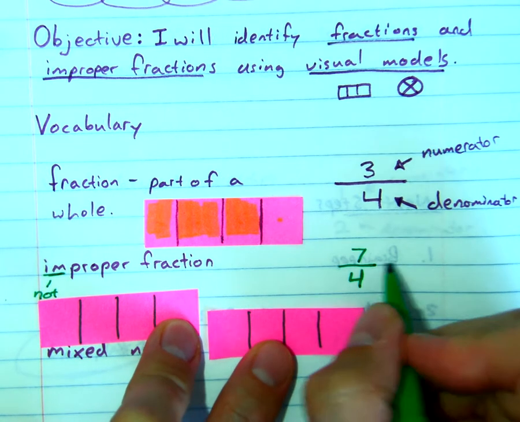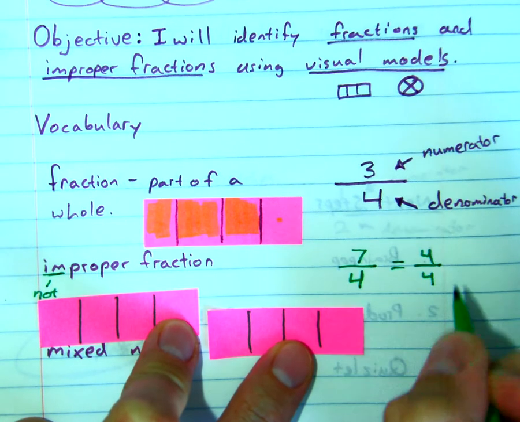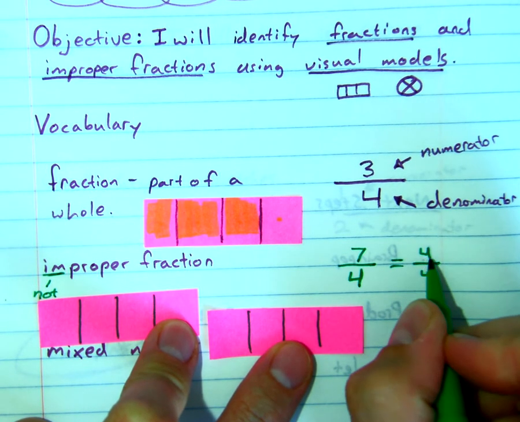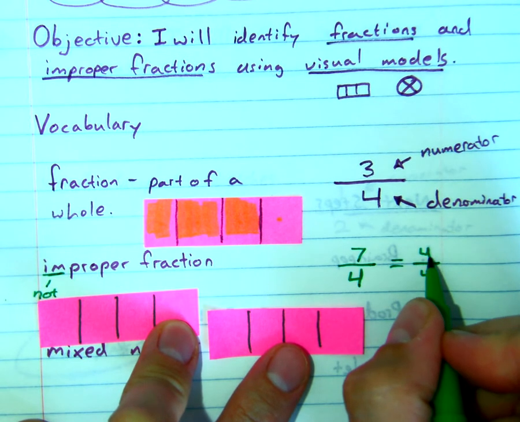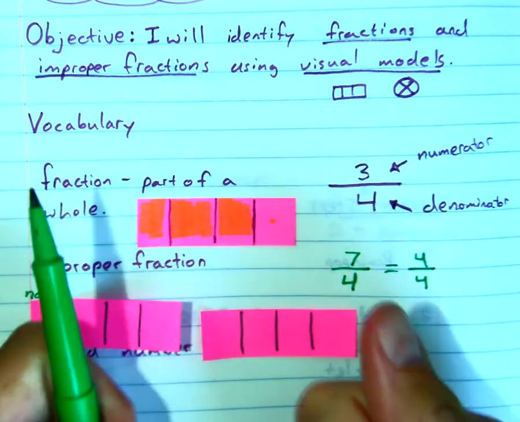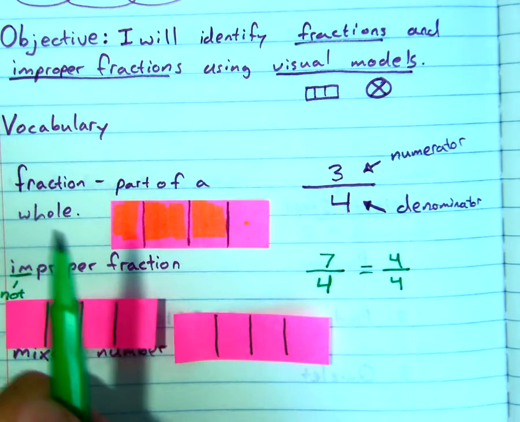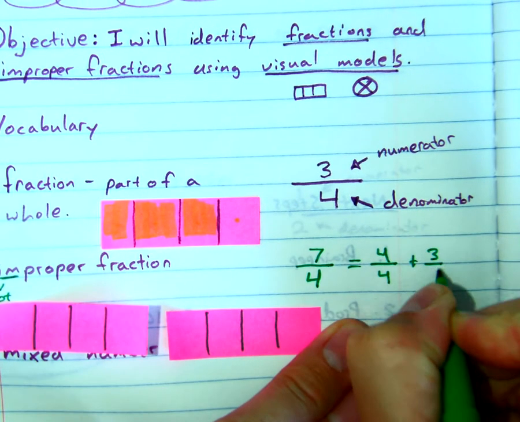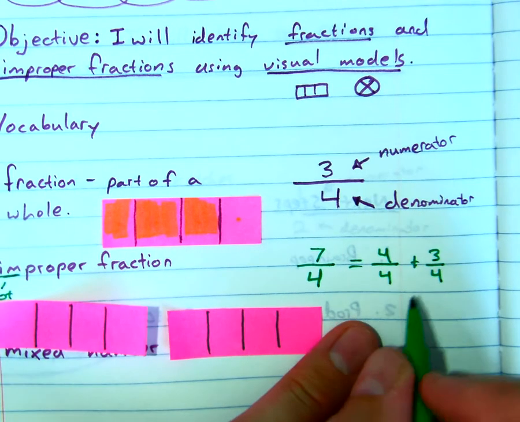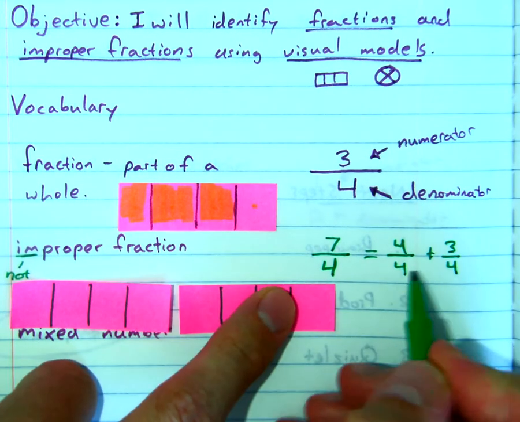So really when I have 7/4, I have 1 whole, 4 out of 4. Now count up with our numerator to get to 7. How many more is that? So let's count up. 5, 6, 7. So that's going to be 3 more. 3 more fourths. So let's look at a visual model showing that. So I would have 4/4 plus 3/4.